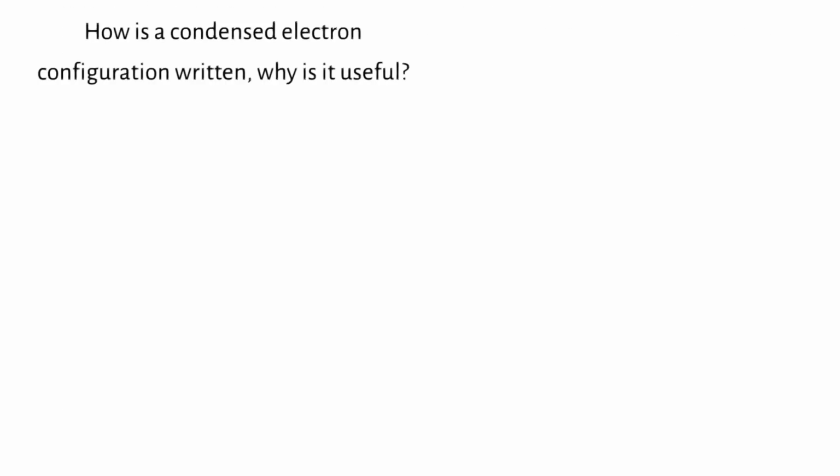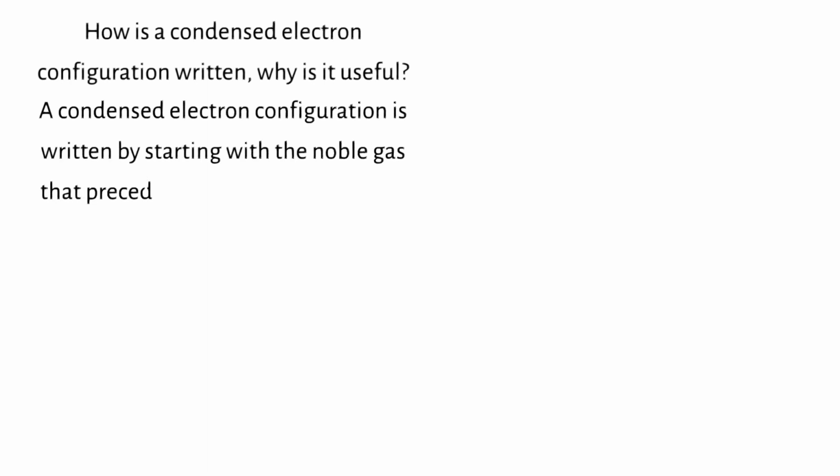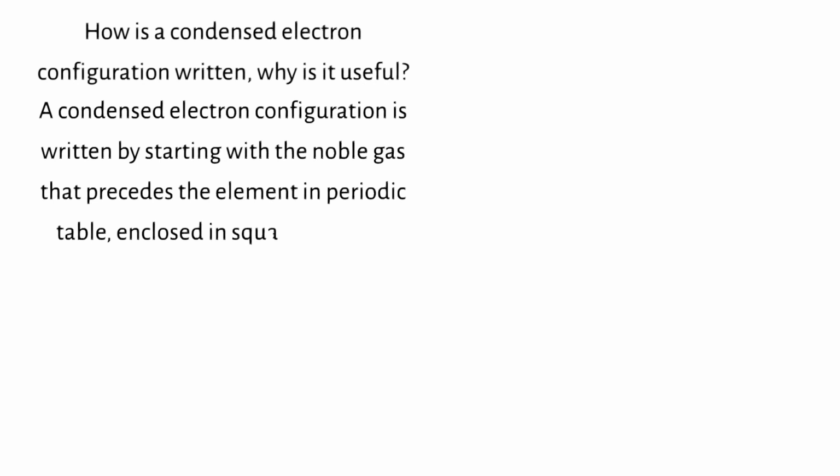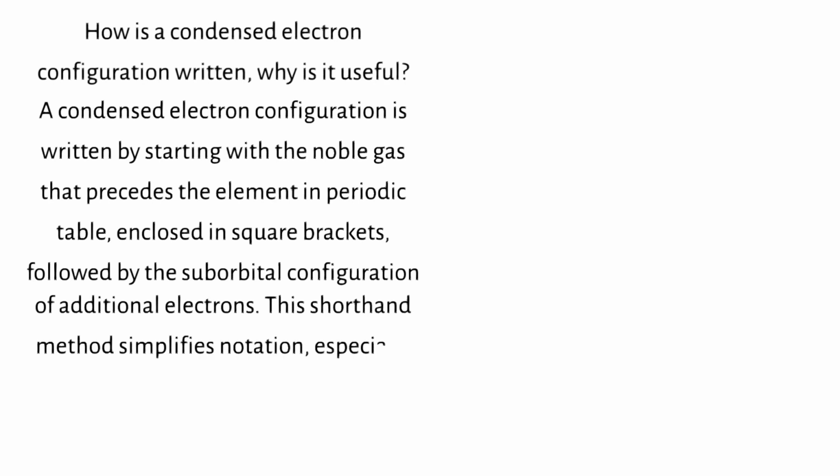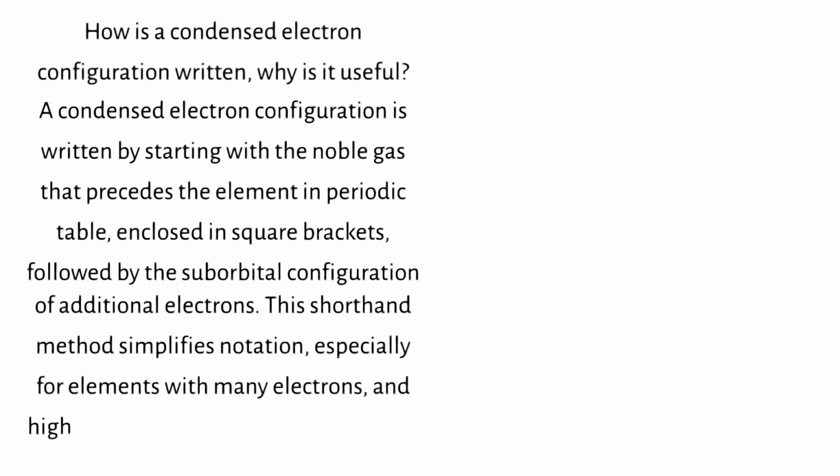A condensed electron configuration is written by starting with the noble gas that precedes the element in the periodic table, enclosed in square brackets, followed by the subshell configuration of the additional electrons. The shorthand method simplifies notation, especially for elements with many electrons, and highlights the valence electrons that are critical for understanding chemical behavior and bonding.